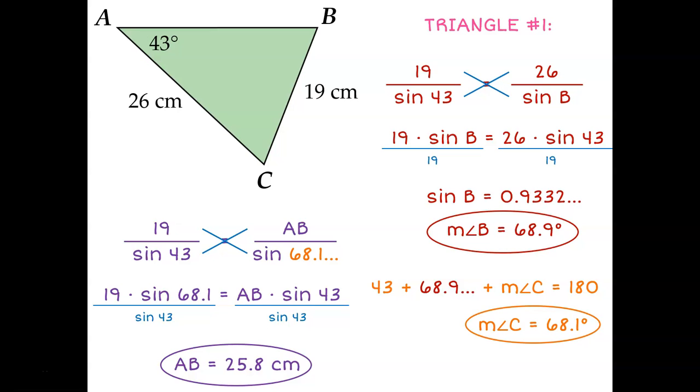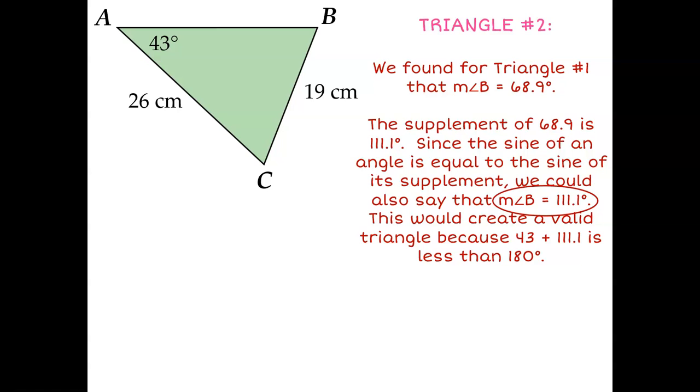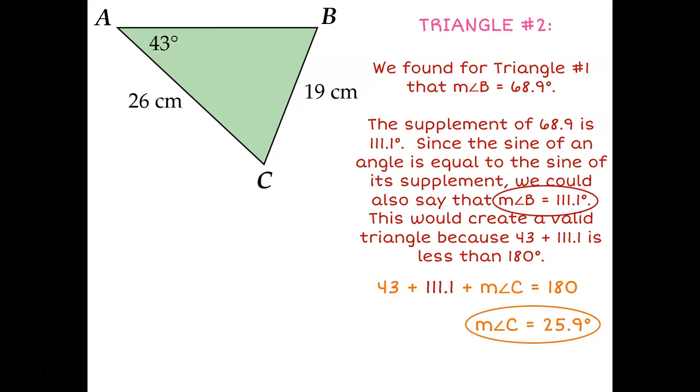So that's the answers for the first version of this triangle, but the issue is that the supplement of angle B is small enough to fit into this triangle to create a second triangle. Let's take a look. In our first triangle, we found that the measure of angle B was 68.9 degrees, but the supplement of 68.9 is 111.1. So if I plug that into the triangle sum formula, putting 111.1 in place of angle B instead of the 68.9 that we used originally, we get a valid angle measure. That would be that the measure of angle C is 25.9 degrees.